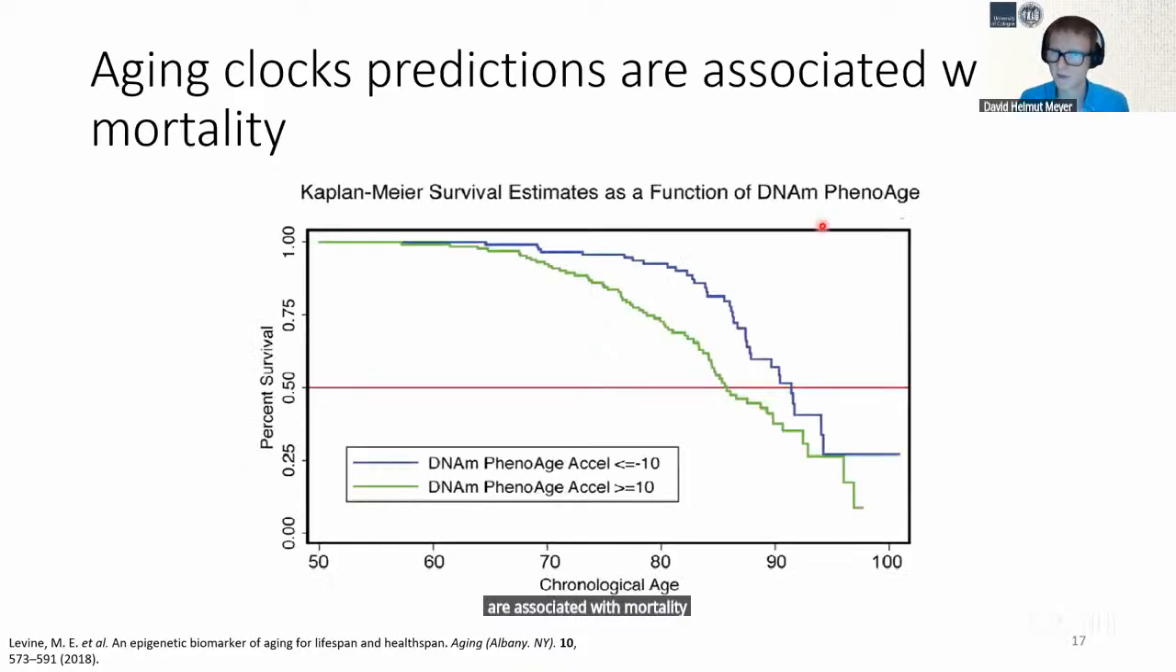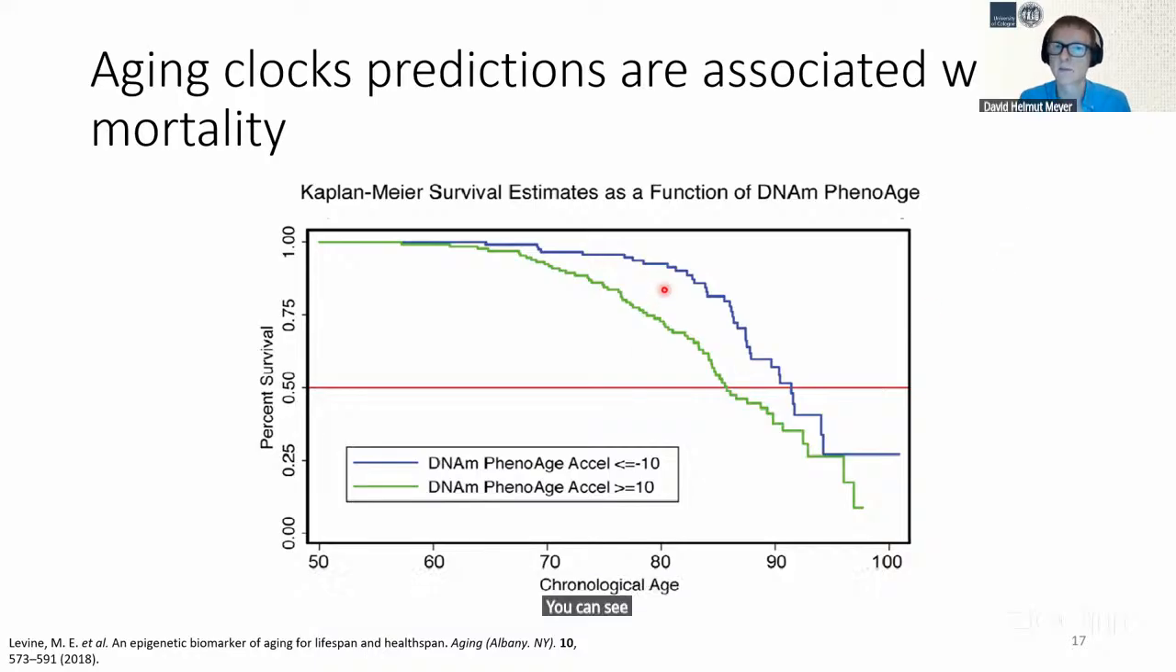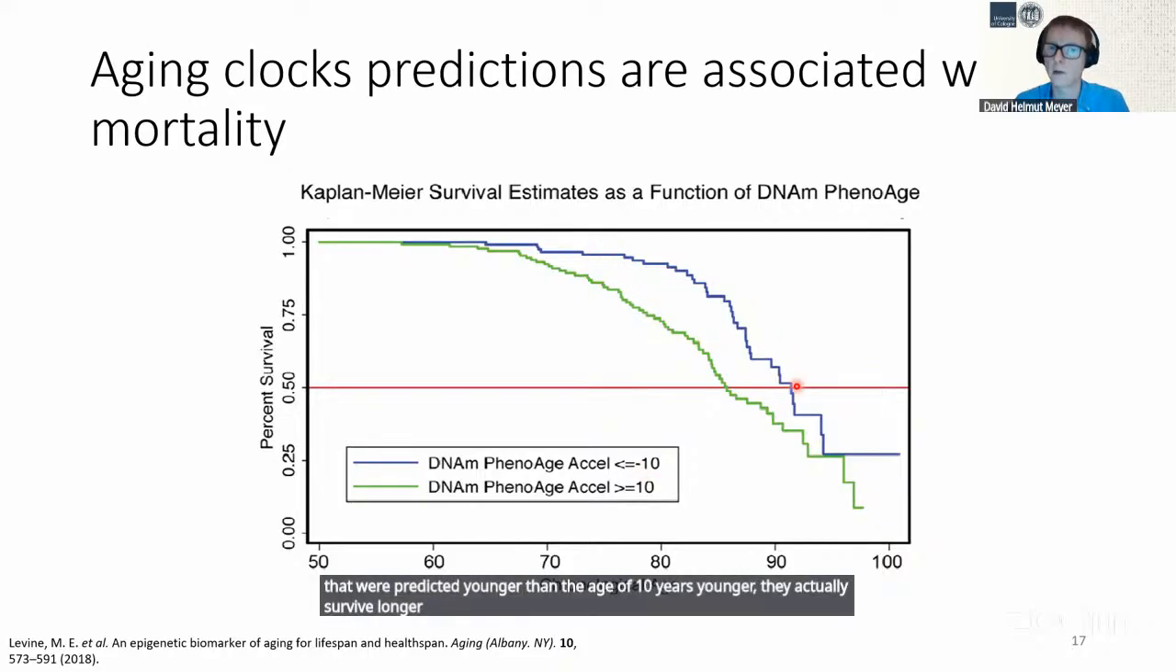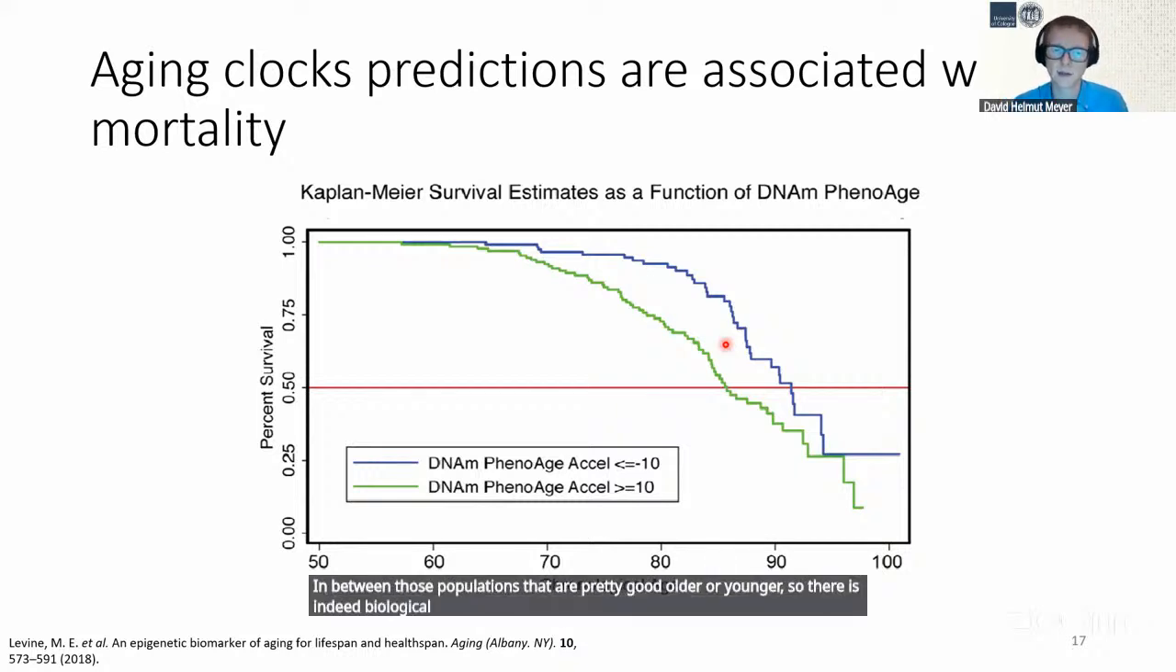Here's just one example. This is PhenoAge. This is a second generation aging clock, but it's the same for other clocks, just that some clocks behave better than others. You can see that individuals that were predicted younger than their age, so 10 years younger, actually survive longer than those that are predicted 10 years older. So there's a pretty big difference here. On the y-axis, you can see the percentage survival. On the x-axis is the chronological age. And you can see there's a pretty big gap in survival between those populations that are predicted older or younger. So there is indeed biological information in these aging clock predictions. It is possible to predict mortality to some degree.